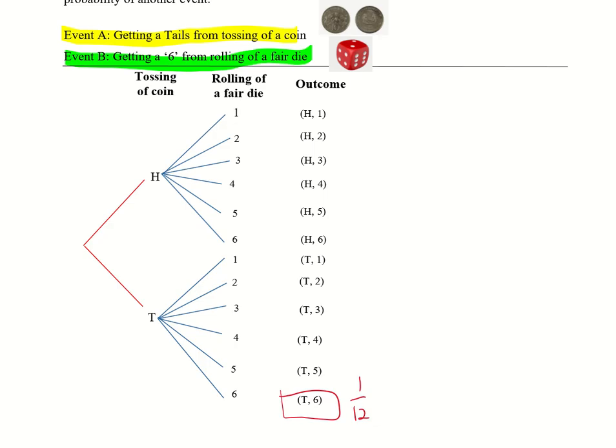If we put down the fractions on the branches, I know getting heads and tails is an equal chance, so I get half and half. Likewise, getting a 1, 2, 3, 4, 5, and 6, each of them has an equal chance. So it's 1/6 for each of them, and for the rest also.